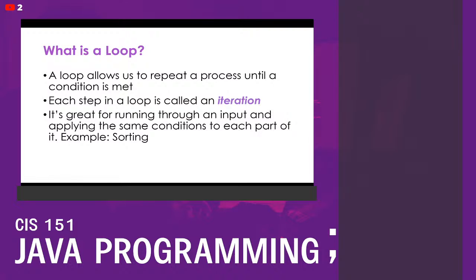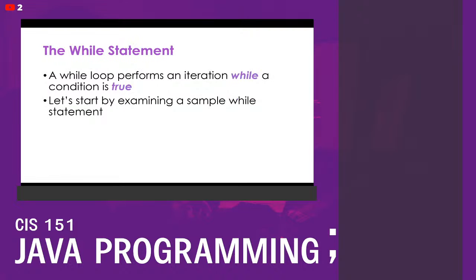But we start off our loops by looking at the while statement. There are two basic kinds of loops that we'll be looking at, and we'll also be looking at one or two more advanced types of loops. The first one we want to look at to introduce us into the world of loops is our while statement. A while loop performs an iteration while a condition is true. As long as this condition is true, our code's going to keep running.